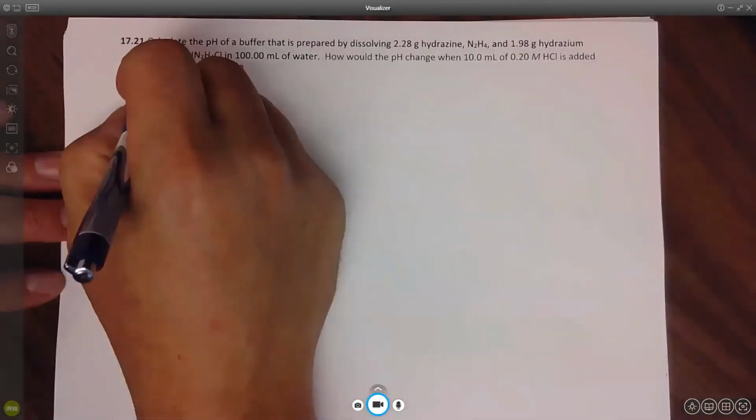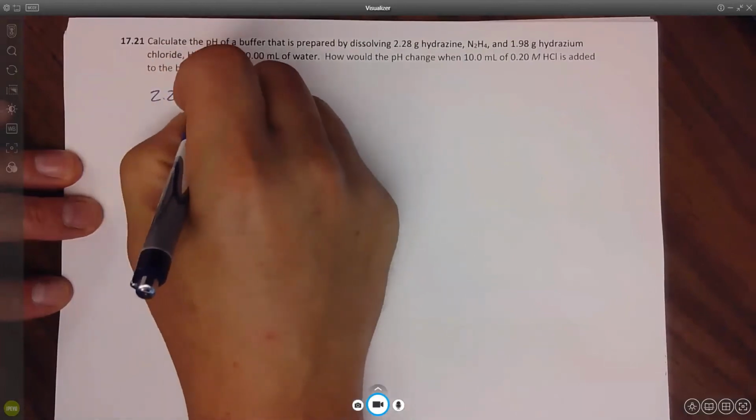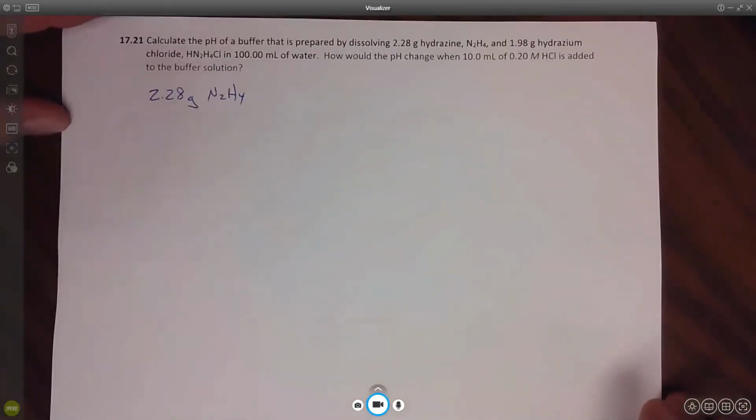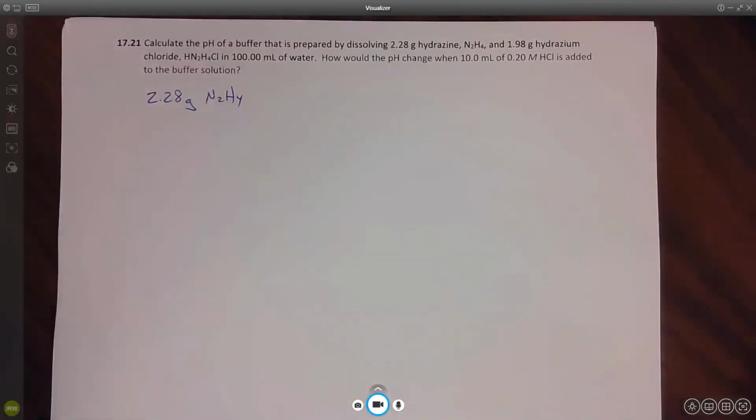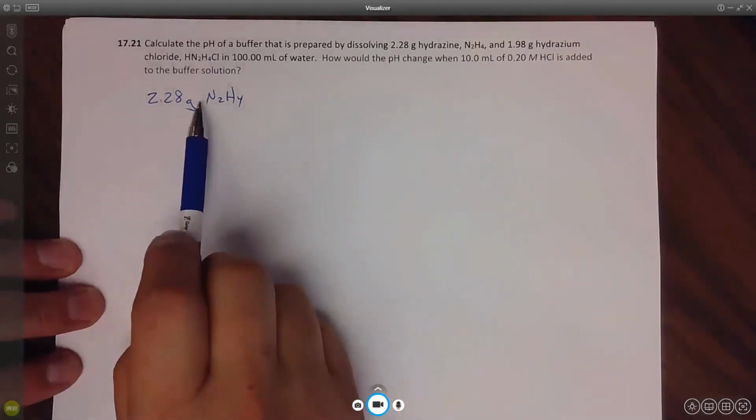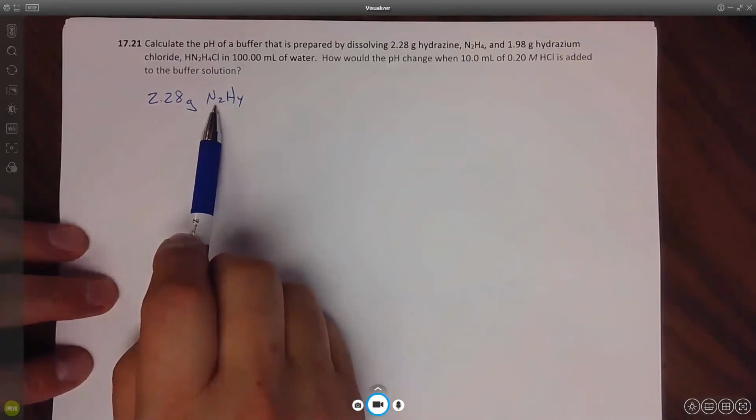So we have 2.28 grams of hydrazine, which you all should recognize as what? An acid or a base? What do you think hydrazine is, an acid or a base? A base. Yeah, right. Again, we have these neutral nitrogen-containing molecules, and they have lone pairs on these nitrogens, which can be a proton acceptor.